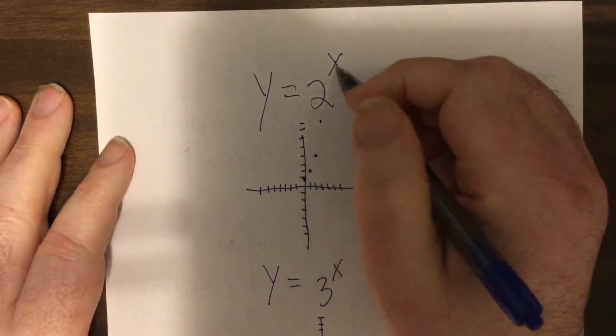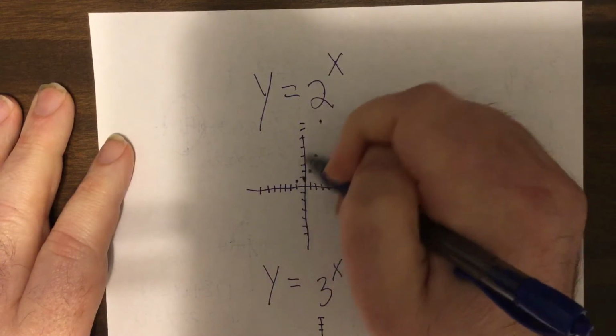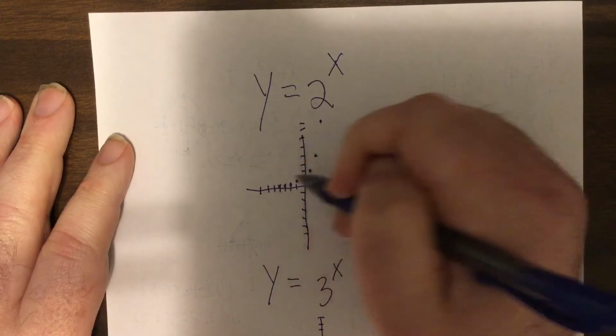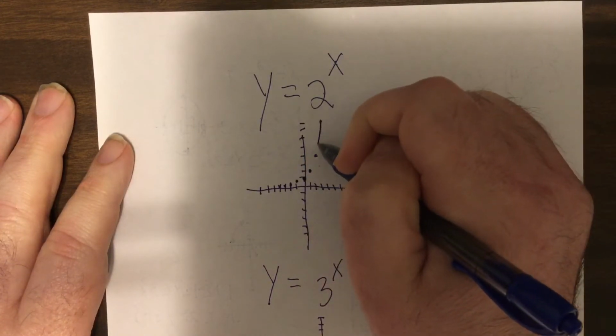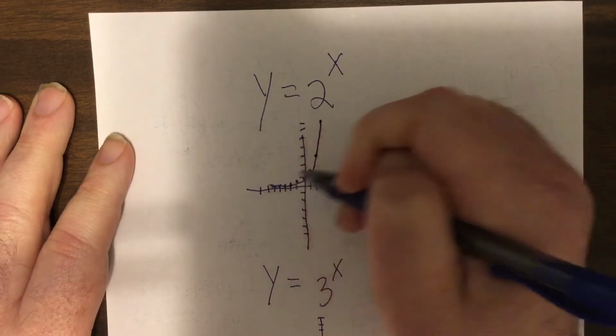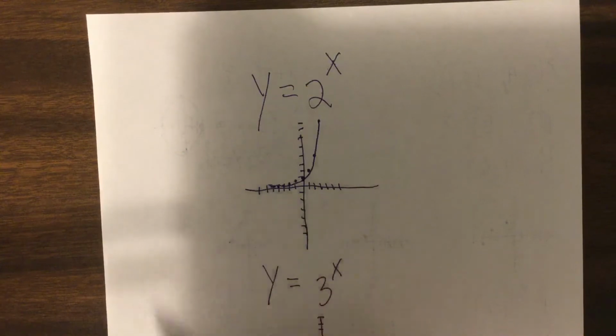Now on this side, 2 to the negative 1 is 1/2. 2 to the negative 2 is 1/4, then 1/8. So it gets closer and closer, but it never touches the x-axis, the negative x-axis. So the negative x-axis is like an asymptote.